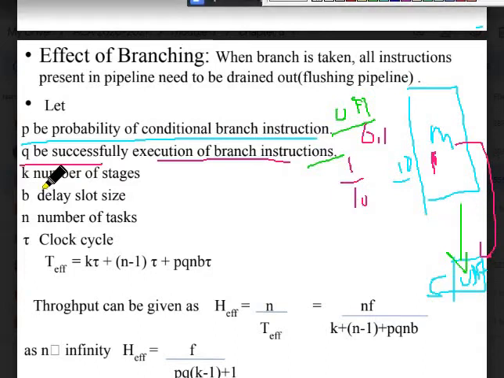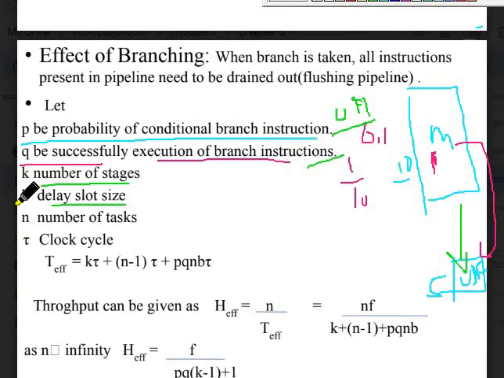Okay. The number of stages in the pipeline is K. Each slot of the pipeline suffers a delay of B. The number of tasks, as I mentioned, is N. The standard clock cycle to measure is tau.